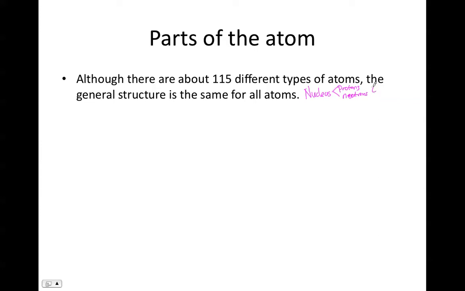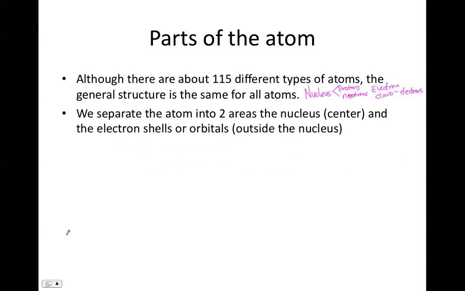So you have the electron cloud, where you have electrons. We separate, like I just said, the atom into two areas: the nucleus, which has the protons and neutrons, and the electron shells or orbitals, where we have the electrons. Right? We just said that. I'm just going to write that down real quick again.